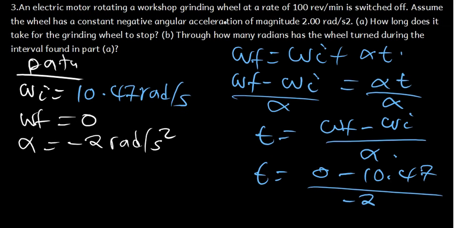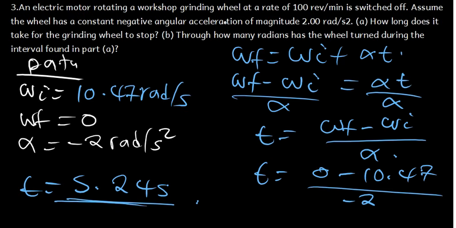So what will be our time in this case? In this case, our time is going to be negative and the negatives will cancel. We're going to have 10.47 divided by 2, which is going to give me 5.235 seconds. That is going to be my time.